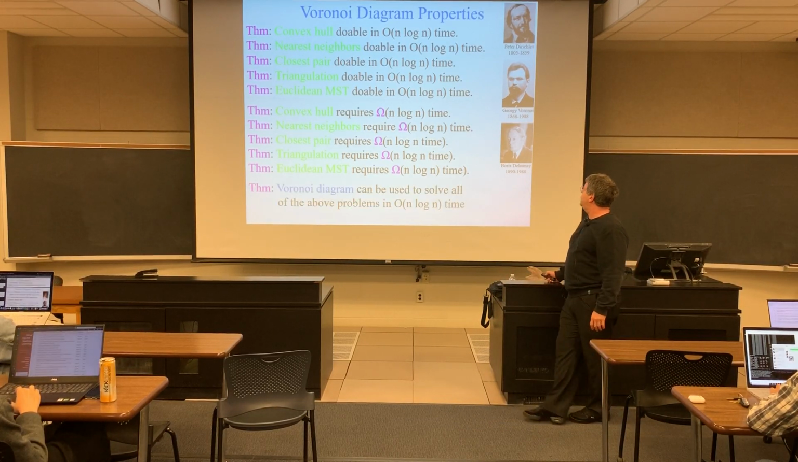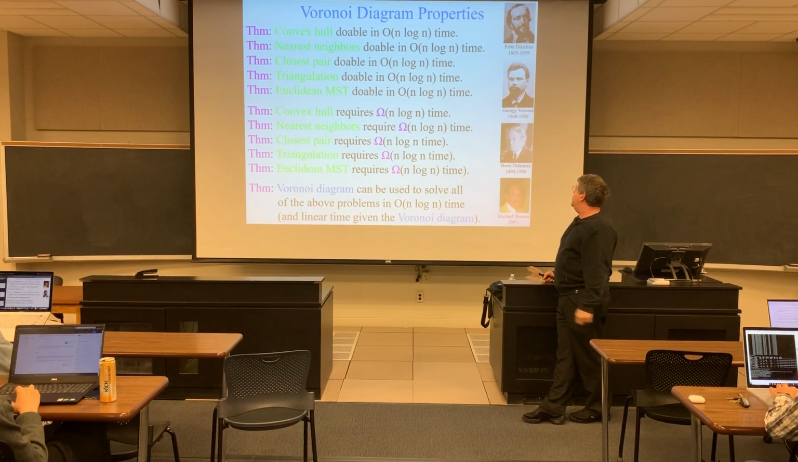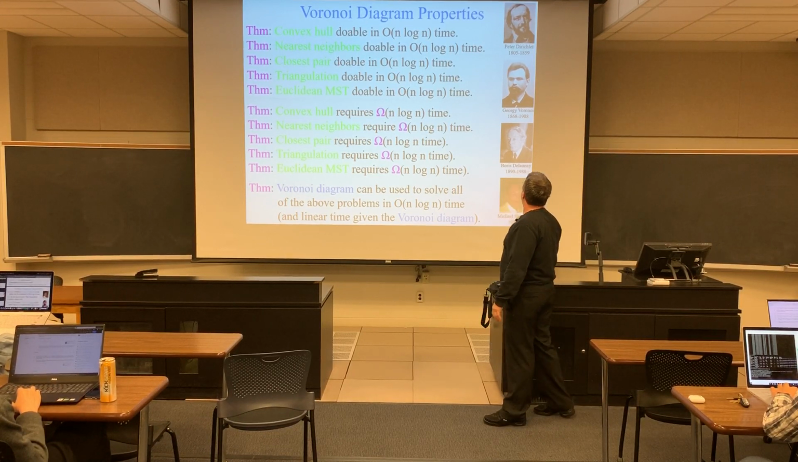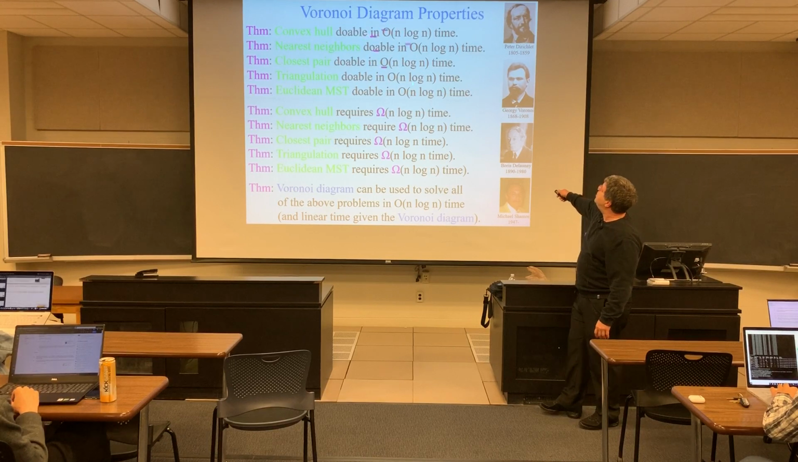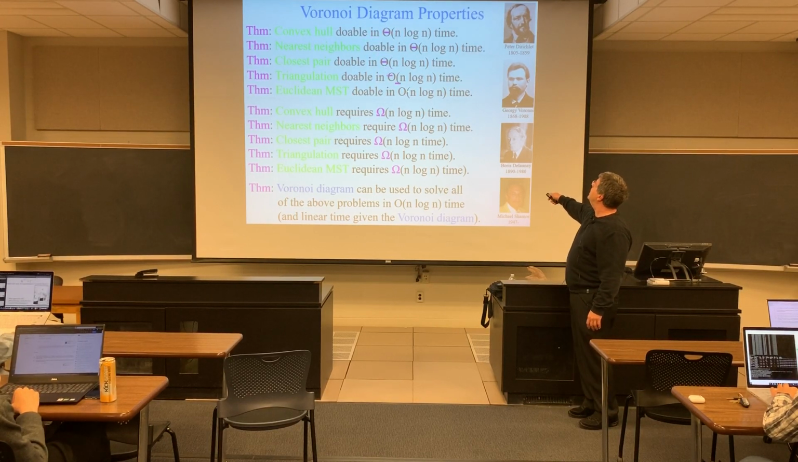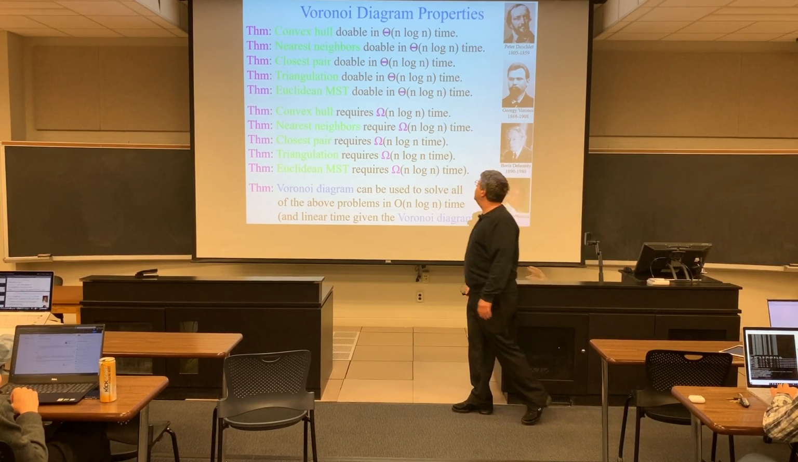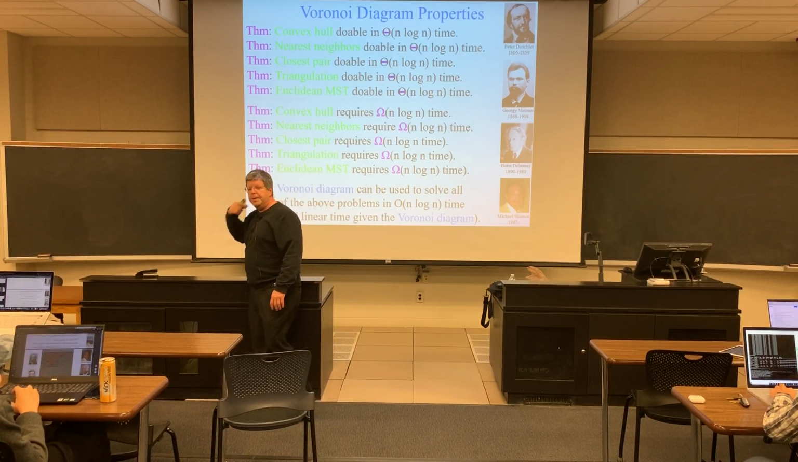So basically the Voronoi diagram could be used to solve all these problems in n log n time, assuming you can compute the Voronoi diagram in n log n time. And that's the big if, that's the big trick to do that. So basically it means all these algorithms are optimal. So there is an n log n lower bound for all these problems, and given the Voronoi diagram, they could all be solved in n log n time as well.